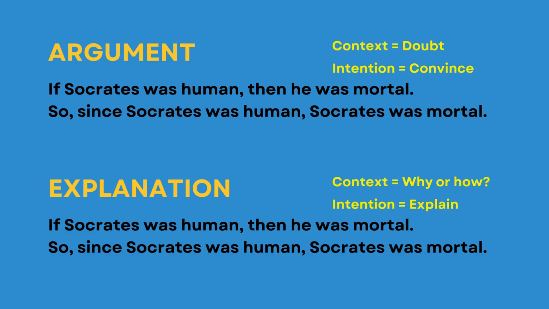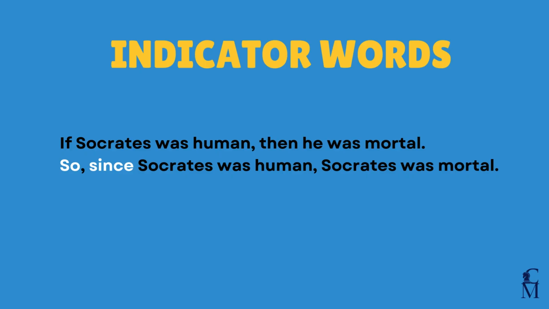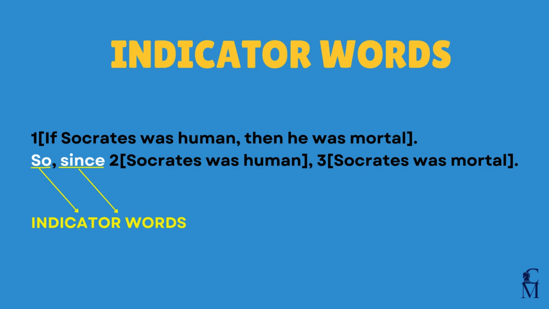Once again, notice that the two sentences, one as an argument and the other as an explanation, are exactly the same. The only differences are the intention behind the use of the sentence and the context. The point here was to highlight the significance that the intention of the use of a sentence makes, as well as the context. Another thing to notice here is the use of the words so, and, since. These are indicator words.